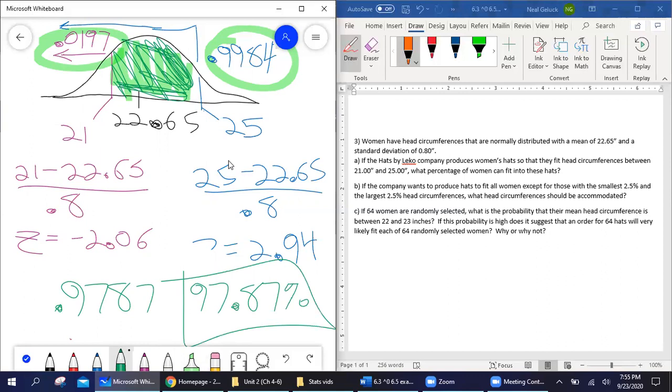So I can expect close to 98% of women to be able to fit in these hats if they produce them between those measurements of 21 inches and 25 inches.